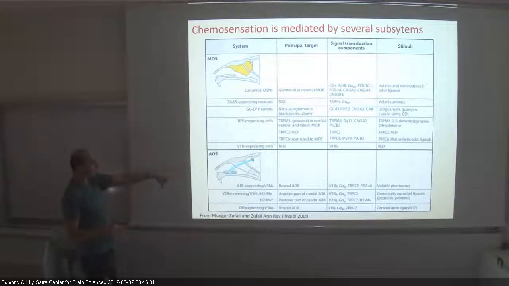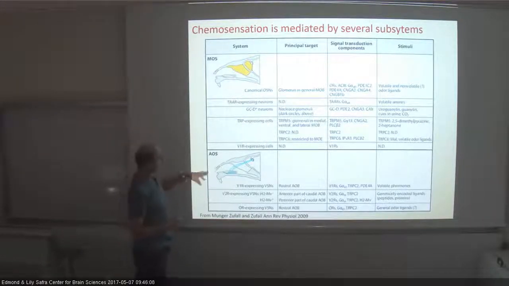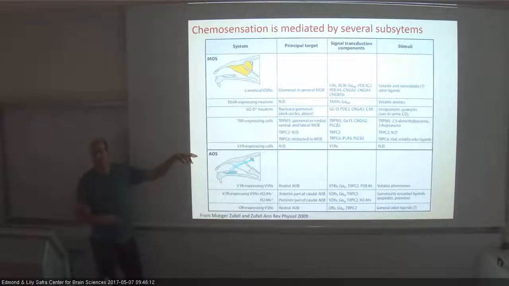A very important system, this is the one that we'll talk about after the break, is abbreviated here as the AOS, the accessory olfactory system. I usually refer to it as the vomeronasal system, or VNS. And you see that the sensory neurons, first of all, are not in the main olfactory epithelium. They're not where the yellow part here is. They're in a different region, which we'll talk about.